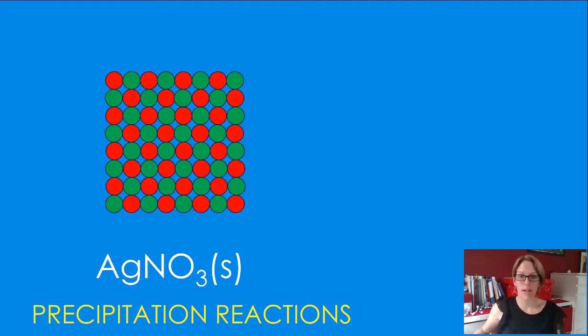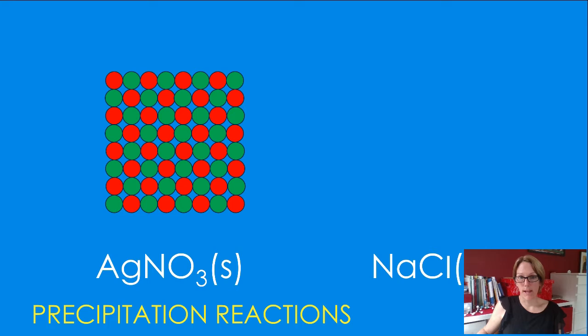Now silver nitrate is ionic, so you can imagine that the different coloured circles here represent the individual ions, of which there's only two present in the compound. You've got a silver Ag+ ion and a nitrate ion, and as a solid they're regularly arranged so that all the positive ions attract all the negative ions around them, so they are in order in a lattice arrangement. And the same could be said of any ionic solid.